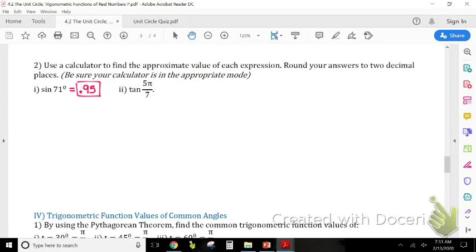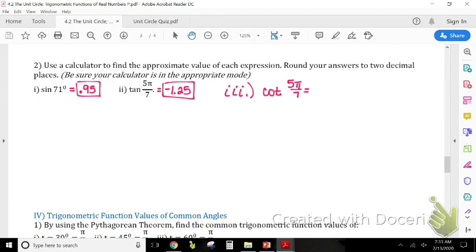Now look at tangent of 5 pi over 7. That's 5 pi over 7 radians, so we need to be in radian mode. And what did we get? Good. So I'm going to add in a number 3 here. What if I wanted cotangent of 5 pi over 7?